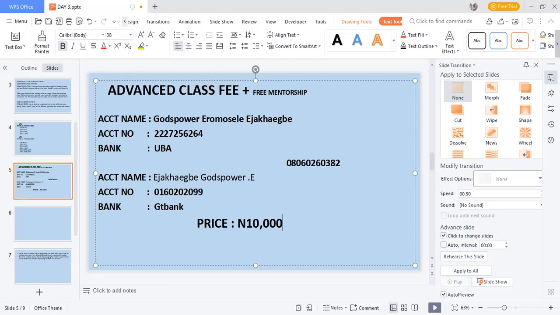Please, payment can start rolling in. You can start making your payments. When you make your payments, I'll just add you to the Telegram group. We'll be using Telegram for that class. The reason why I'm using Telegram is that I will be dropping the recorded videos on Telegram.